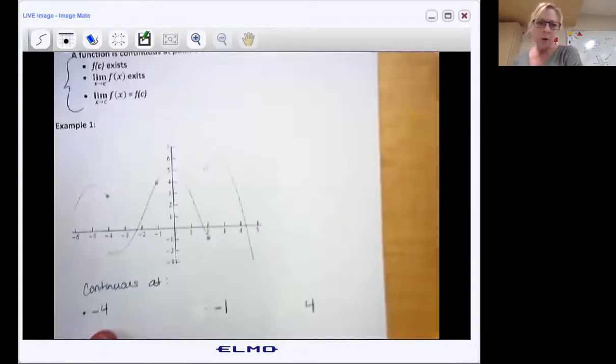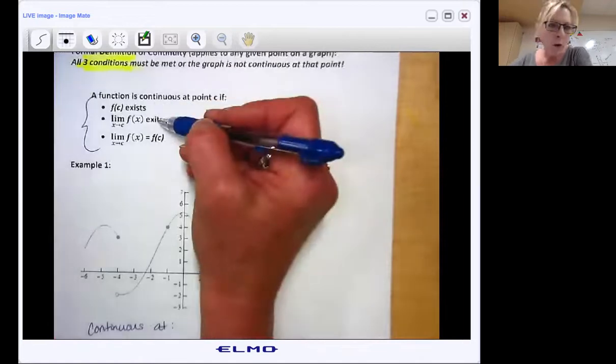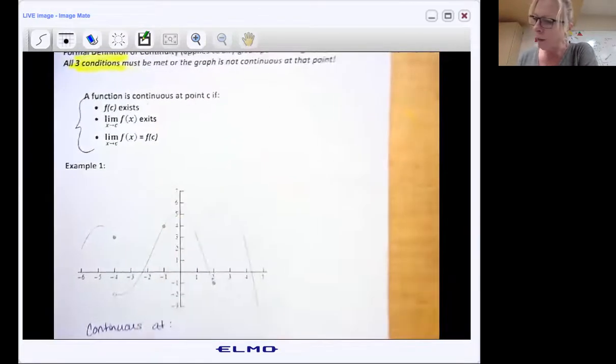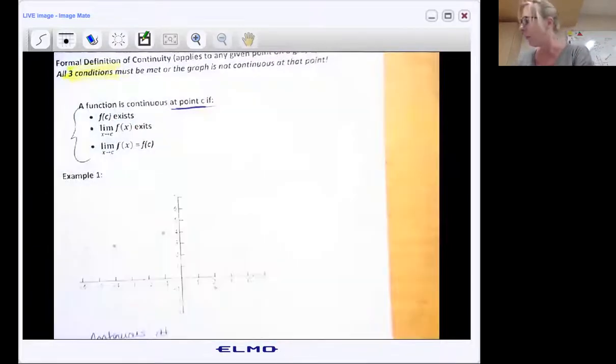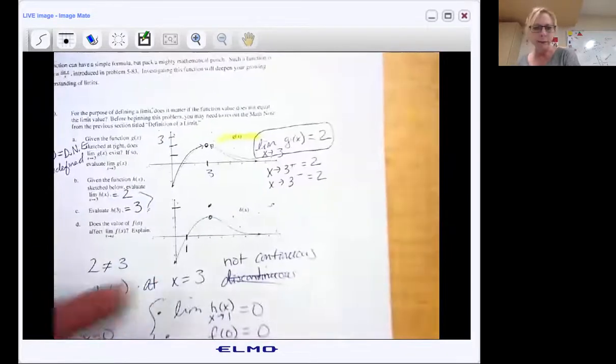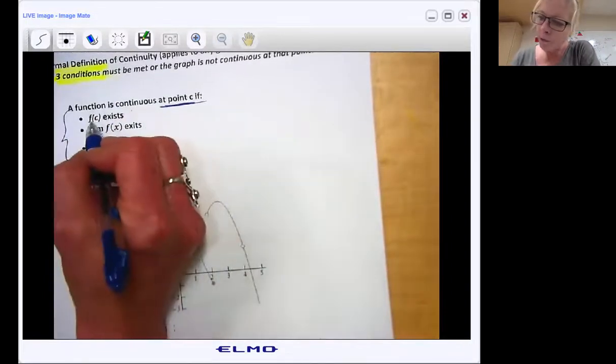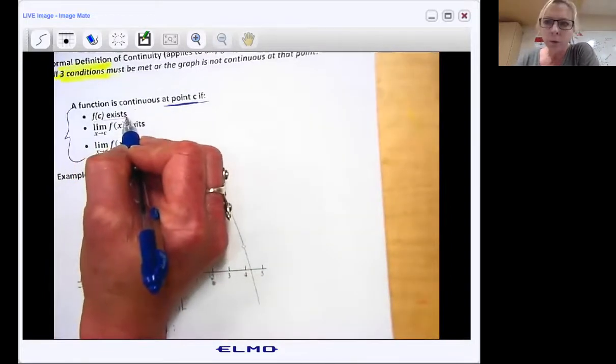Okay, so we can do these first 2 in any order, but we need both of these in order to figure out the third one. For any point c, for example, x equals 3 or x equals 0, if the function exists, there's an actual value.